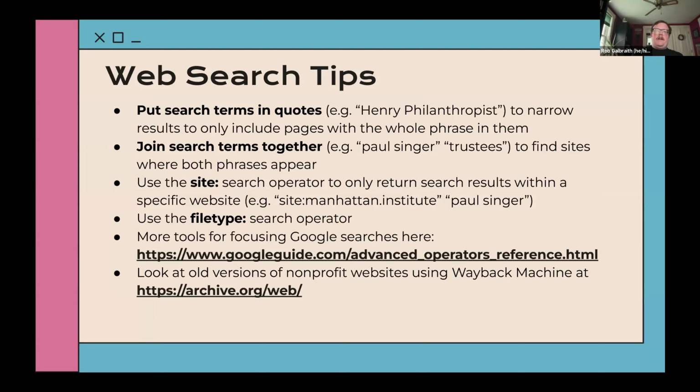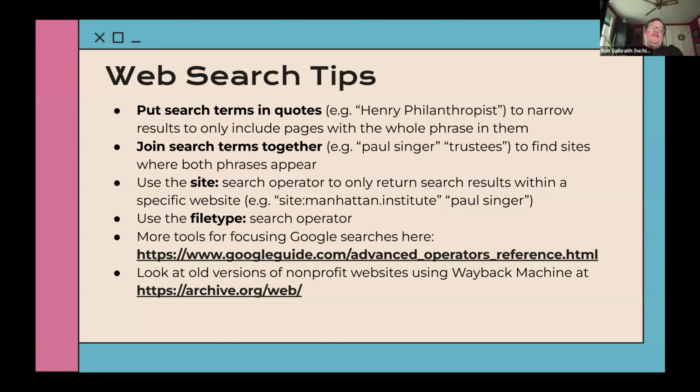You can go a next step from there. You can put these search terms together, including whole phrases like that. So for example, if you wanted to know where else the Manhattan Institute chairman Paul Singer sits on the board, you could do a search for Paul Singer in quotes and then trustees in quotes to find every website that mentions the name Paul Singer as well as trustees.